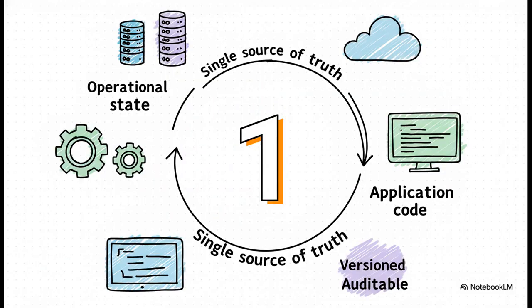And look, if you remember only one thing from this whole explainer, let it be this. GitOps gives you one single source of truth for everything. Your app code, your infrastructure, your operational state, it's all versioned, auditable, and all right there in one place.